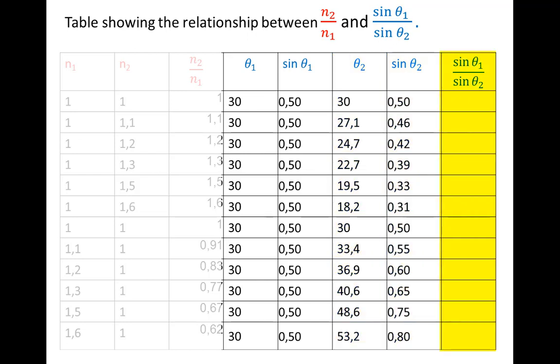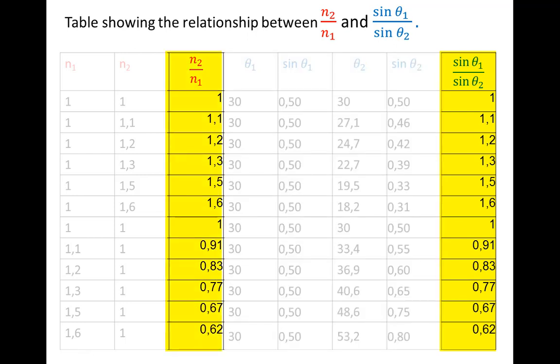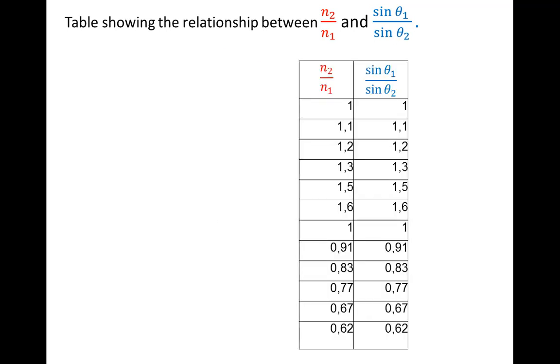Next step, we need to divide sine theta 1, 0,5, by sine theta 2. Pause the movie until you've done this yourself, and this is what you should have found. Do you notice anything? Take a look at these two columns. Do you see that they are identical? And that gives us the answer to our question. How does N2 over N1 affect sine theta 1 over sine theta 2? What is the answer to that question?